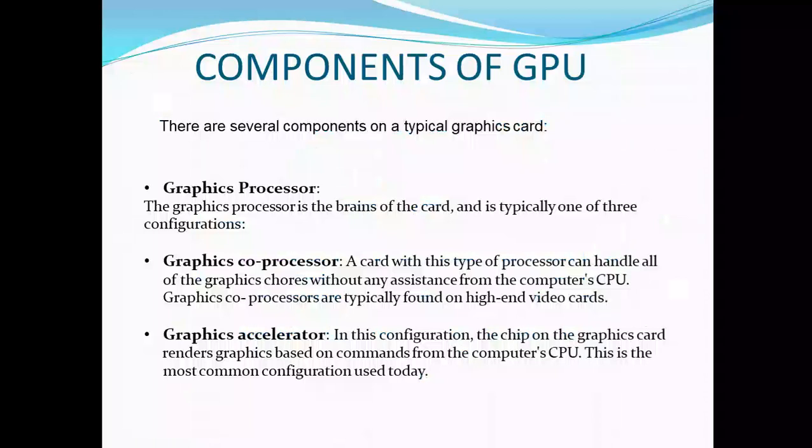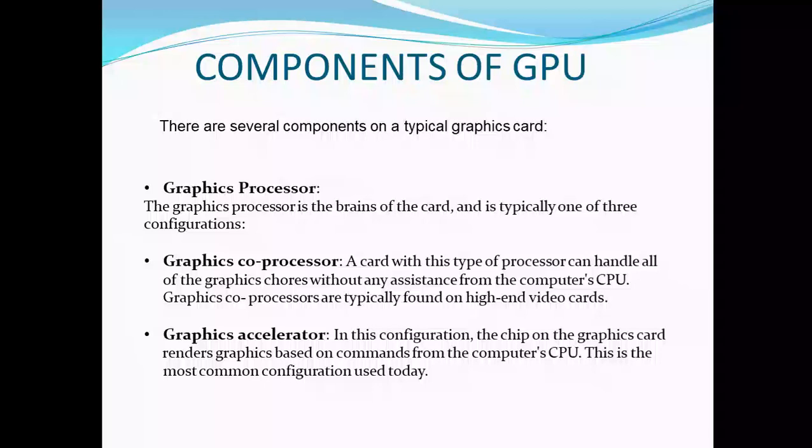Now looking at the components of GPUs. There are several components on a typical graphics card. The first one is the graphic processor. The graphic processor is the brain of the card and it is typically one of three configurations. Graphics coprocessor: a card with this type of processor can handle all of the graphics without any assistance from the computer CPU. Graphics coprocessors are typically found on high-end video cards.